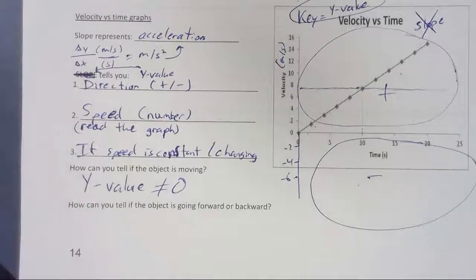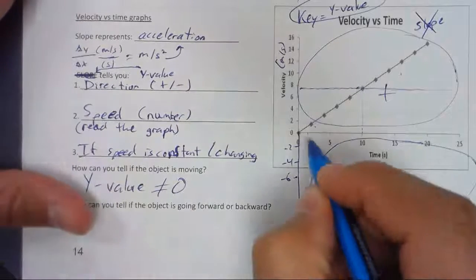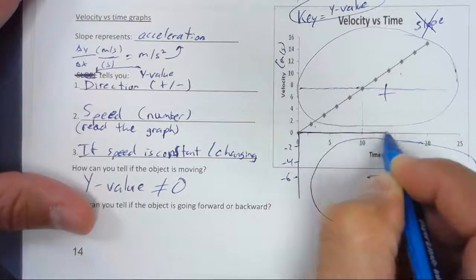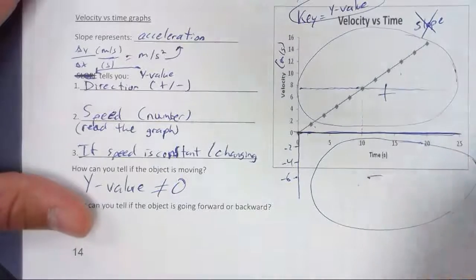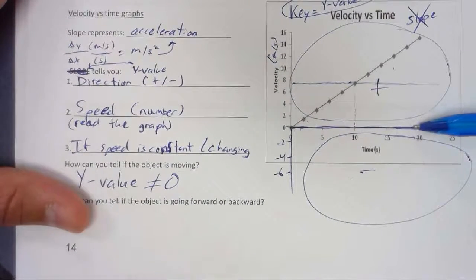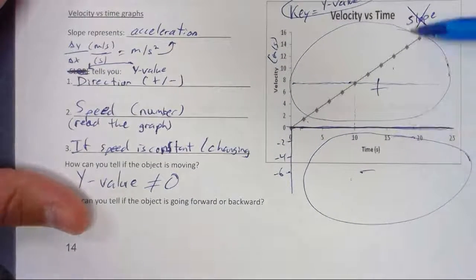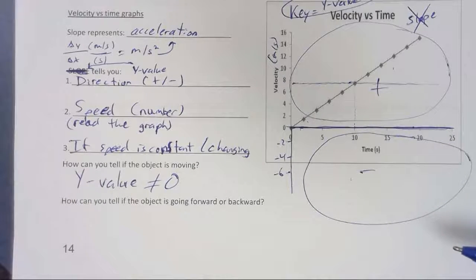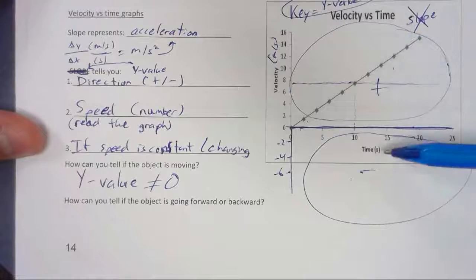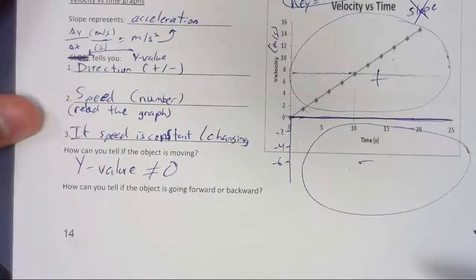In other words, the reverse question: how can we tell if the object is not moving? If there's no motion, this is what the graph is going to look like. The y value will be 0 right here on the x-axis. On this graph, this is the only place where there is no motion. Everything up here, you got motion. Everything down here, you got motion. So if the y value is anything other than 0, anything positive, anything negative, we got motion.